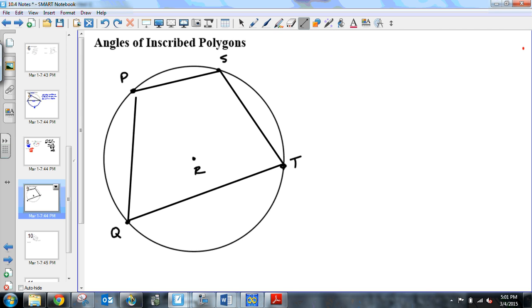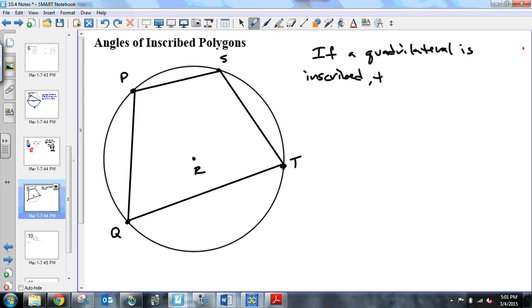If we draw this picture here like that, remember what we found out? We found out that if a quadrilateral is inscribed in a circle, then the opposite angles are congruent, or I'm sorry, are supplementary. So they add to 180, supplementary.